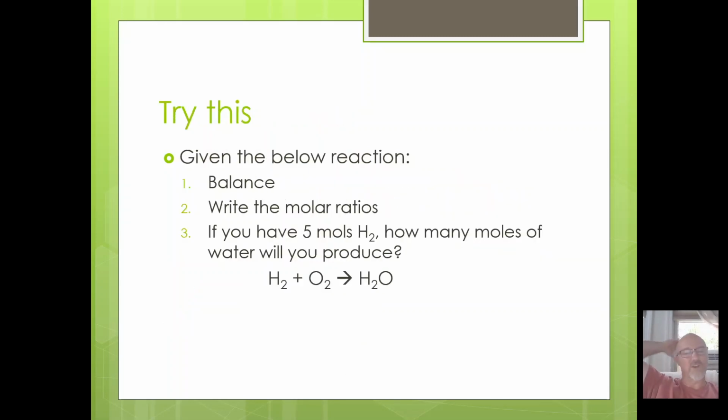So here's one for you to try. Balance the equation. Simple. Water. H2 plus O2 gives you H2O. Take a minute. So get out your pencil, paper, calculator. Balance the equation. For practice, write the different molar ratios. Once you get the hang of this, you're not going to have to write them all. You're just going to look and say, what am I talking about? What was I given? What am I trying to find? And that'll be your ratio. But for practice, write the molar ratios that are present.